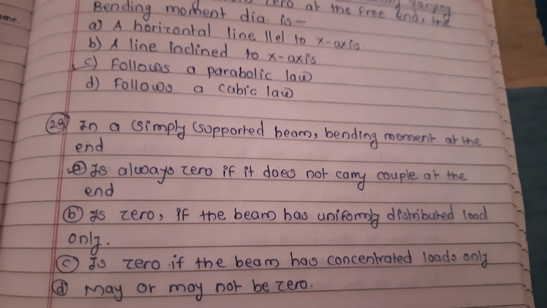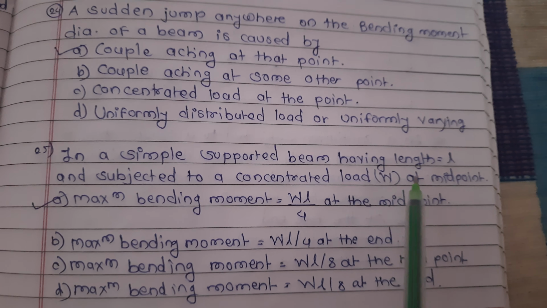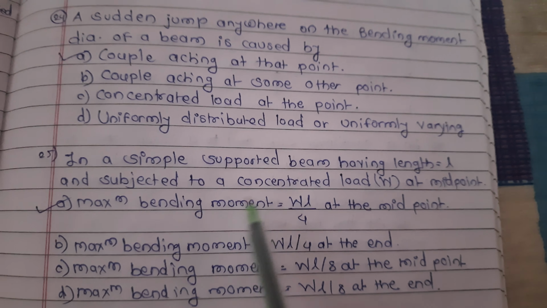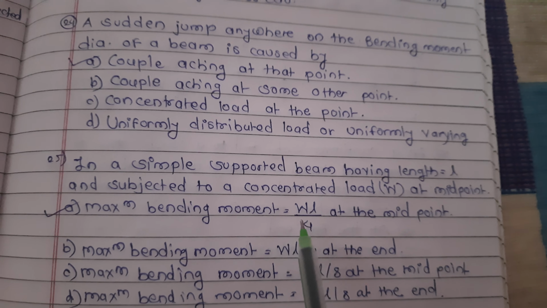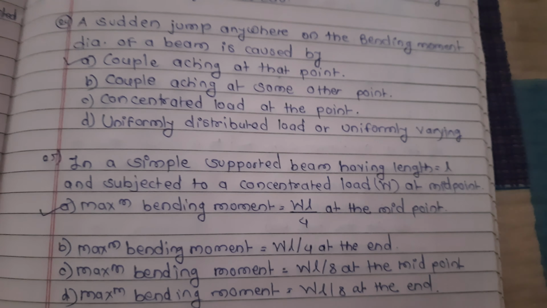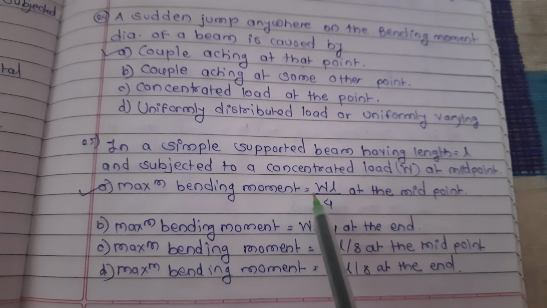In a simply supported beam of length L subjected to a concentrated load W at the midpoint, the maximum bending moment is WL by 4. We saw the same problem, I think problem number 5. Maximum bending moment is equal to WL by 4.